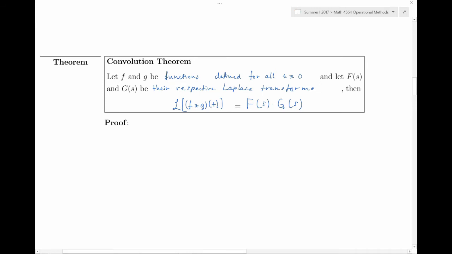Brace yourself for the proof, as it involves some advanced multivariable calculus. By definition, the Laplace transform of the convolution of f and g is the integral from 0 to infinity of the convolution, which is the integral from 0 to t of f of t minus lambda, g of lambda, d lambda. And this big integral is multiplied by e to the minus st.